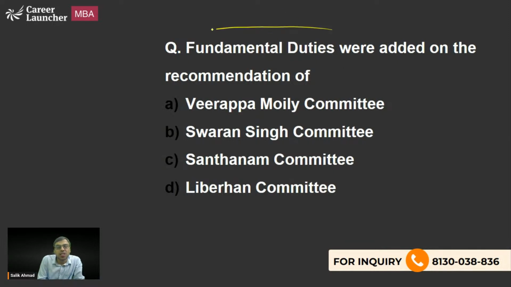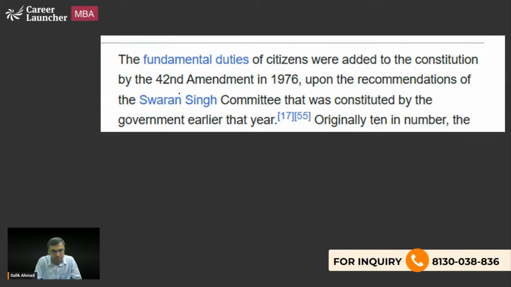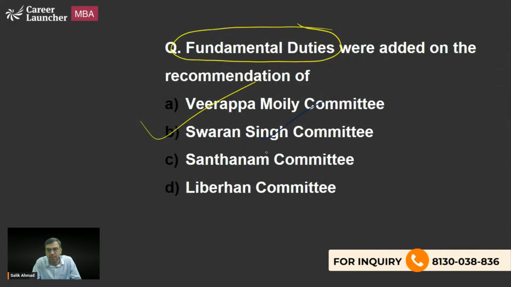Now another question: fundamental duties that were added, it was added on the recommendation of which committee? Virappa Moidi Committee, Swaran Singh Committee, Santhanam Committee, Leverhulme Committee. What is the right answer? The right answer is option B. Swaran Singh Committee is the right answer to this question. Okay, so this you should know, and it led to the addition of fundamental duties. So B is the right answer.